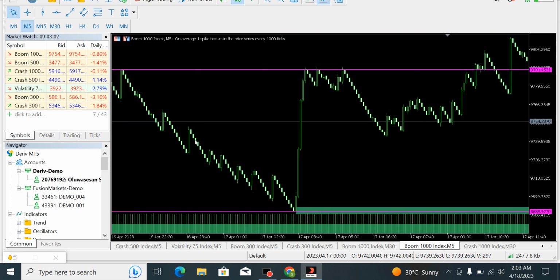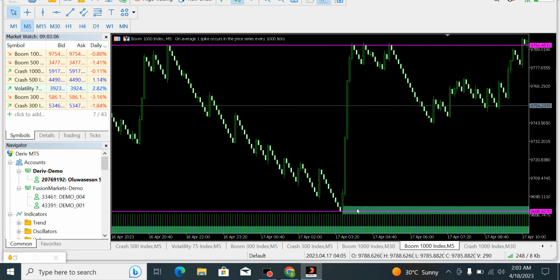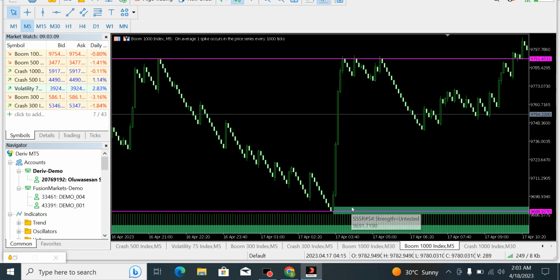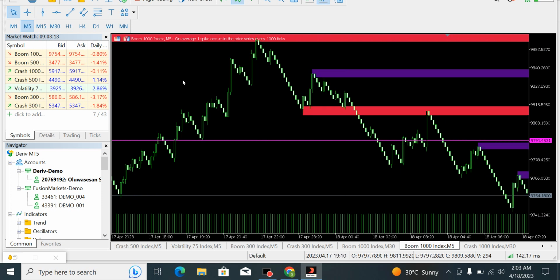So if you go backward, you're going to see green. Okay, you can see green right here. It is a support zone, and of course this is an untested support zone. Okay, so all these are very important.